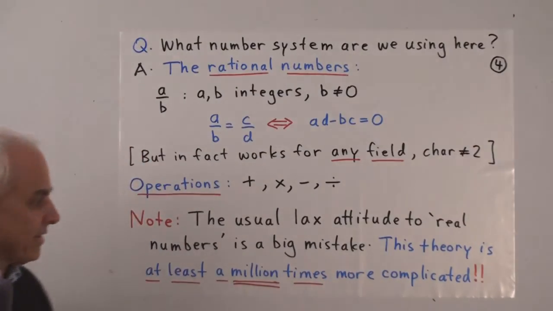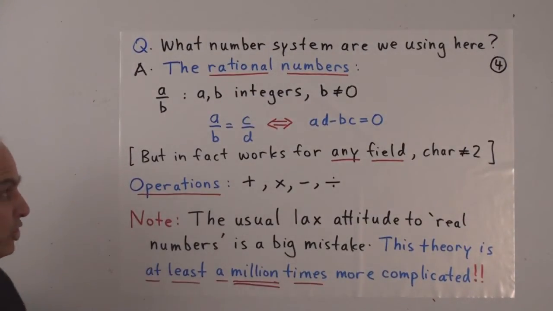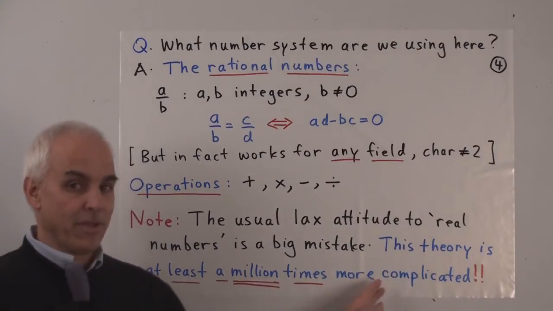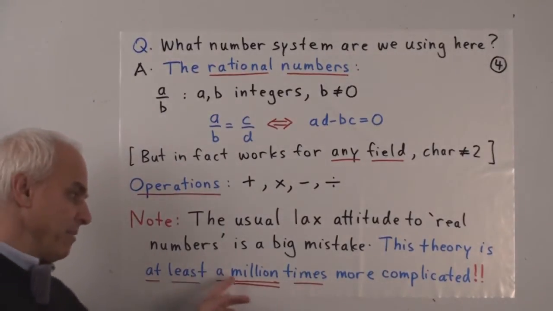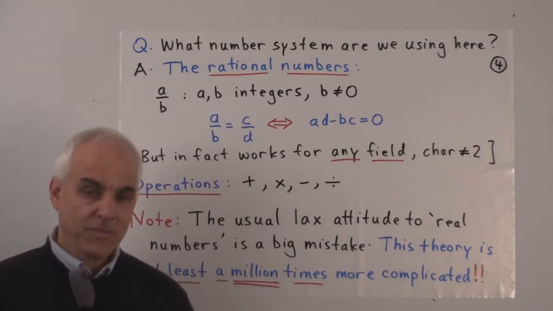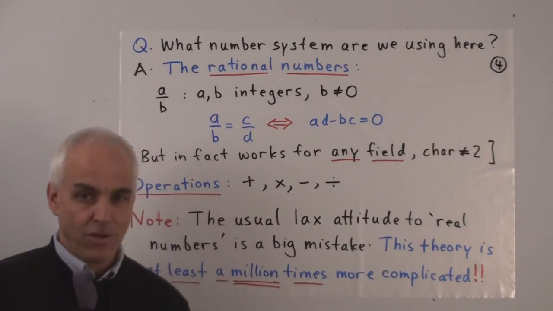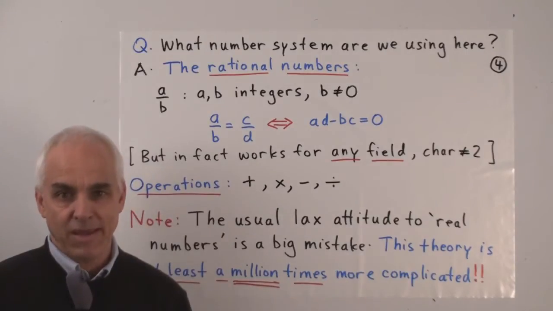But let's just say now, as a general orientation, that working with rational numbers is at least 1,000,000 times simpler than working with real numbers. Or real numbers are at least 1,000,000 times more complicated than working with rational numbers. I'm not exaggerating here at all. The difference between these levels is incredibly big.